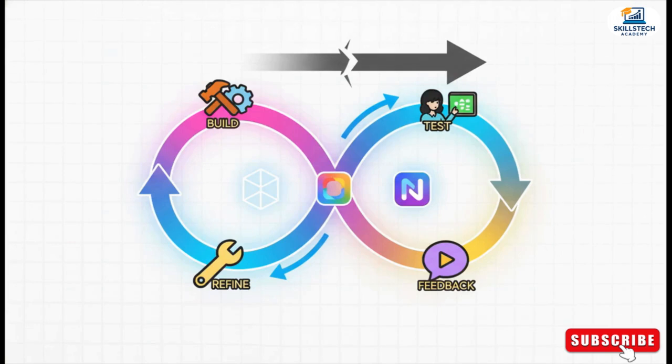Prototyping also completely changes the way you build things. Instead of this old-school, rigid line from A to B to C, it creates a flexible, continuous loop. You build a little, you test it, you get feedback, you refine it, and then you do it all over again. This cycle makes sure the product is constantly getting better and closer to what people actually want.